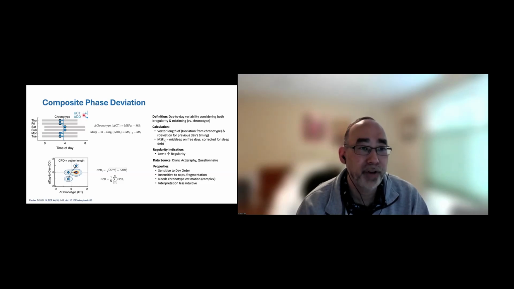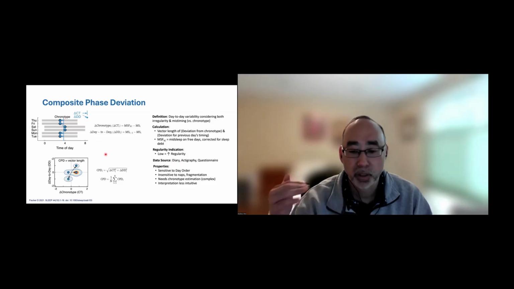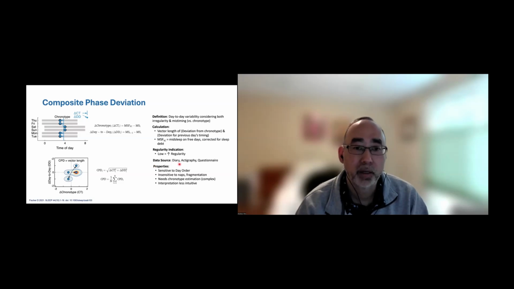So you had both the deviation from your inherent rhythm, but also the deviation from night after night. And then you get these two vectors, which are represented here, the day-to-day difference and the change from the chronotype. And you can create this vector length. And if you have multiple days, you start to get this pattern. Then you calculate basically the average magnitude to get the CPD value. A low value indicates increased regularity. Because it's a single time scale, as opposed to the granular minute-to-minute actigraphy data, you can use diaries and questionnaires, but I think it's probably easier to incorporate into actigraphy.